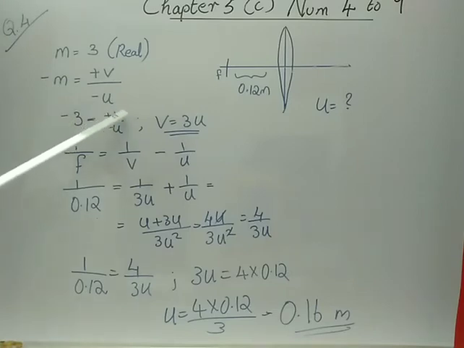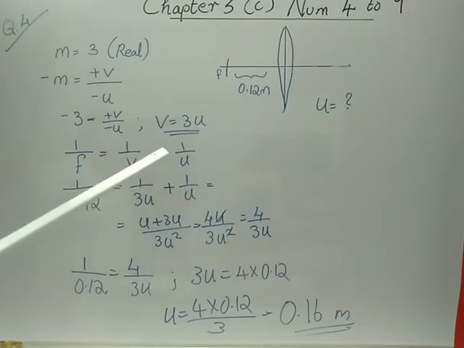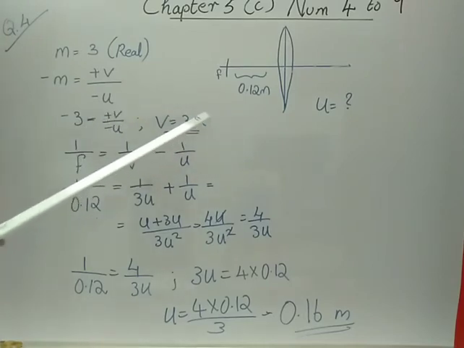Now just substitute. Negative 3 is equal to V by U. Just cross multiply: negative 3 into negative U. Negative of negative is positive, so we will get V is equal to 3U. Let it be there as an equation; we have to substitute it.